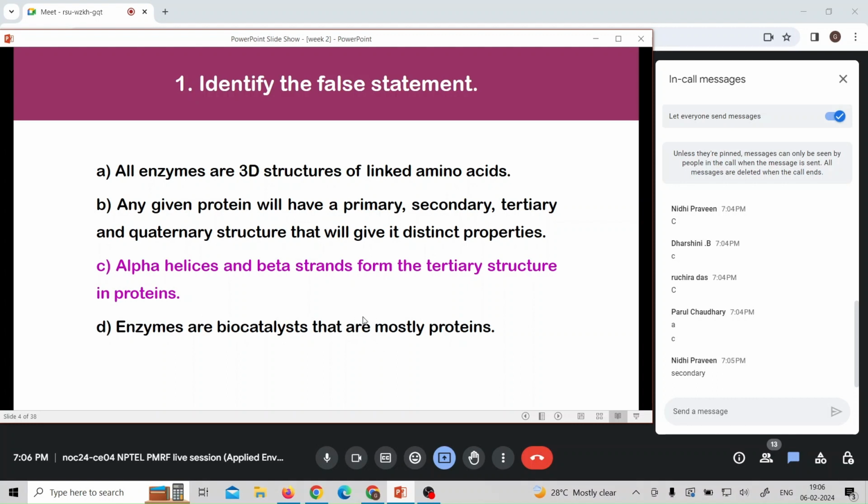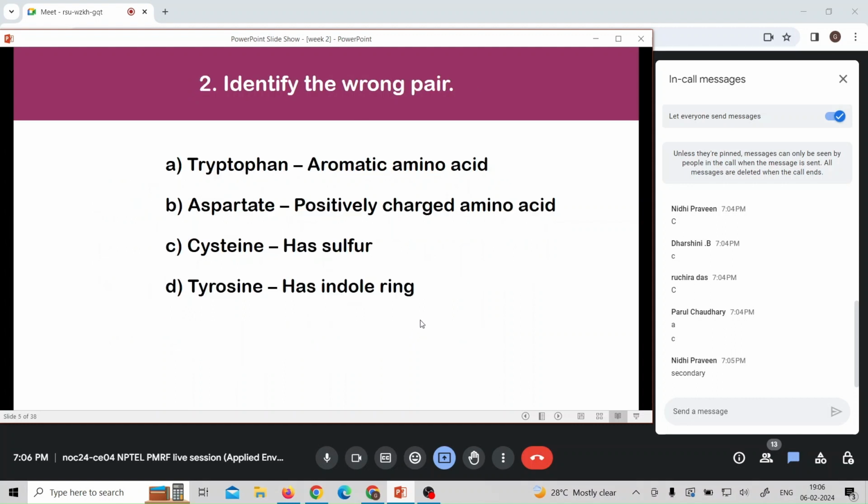And you also have to be careful. As I told, a few enzymes are RNA enzymes. So it is not always that all enzymes are proteins. Okay. Here is a second question. You can just think of the structure, what is the composition of the amino acid, and then you can answer.